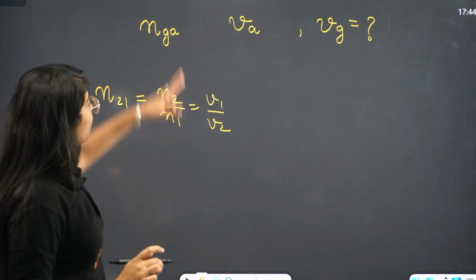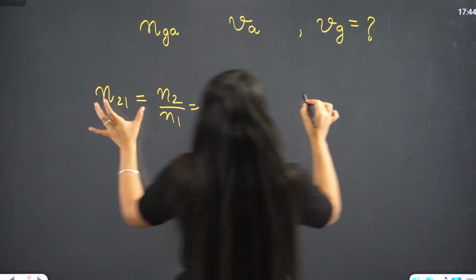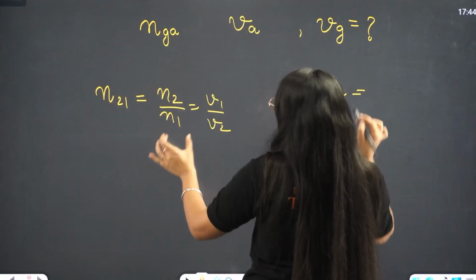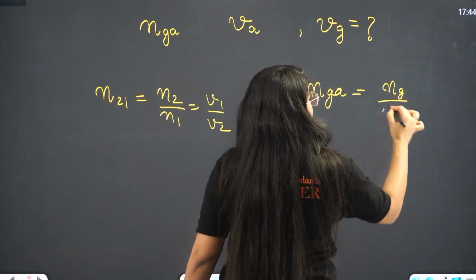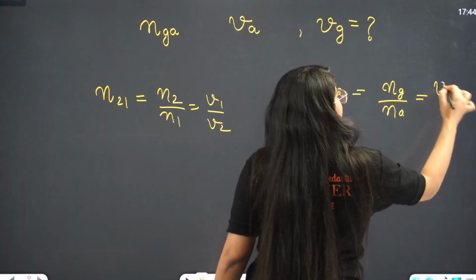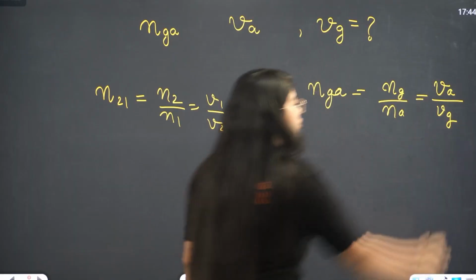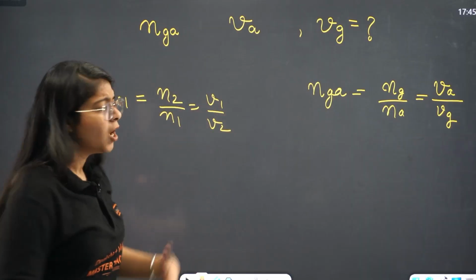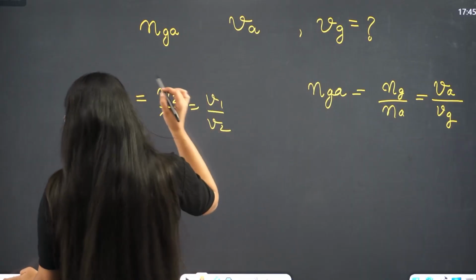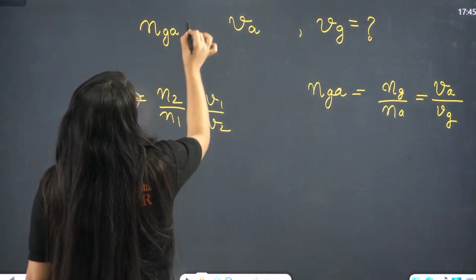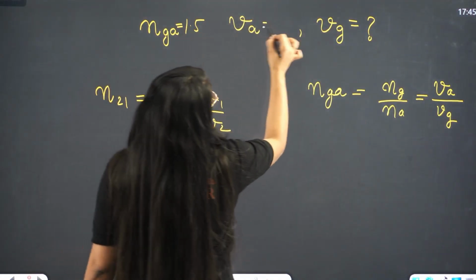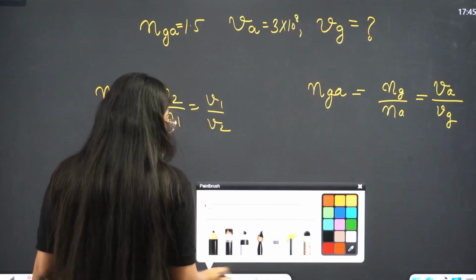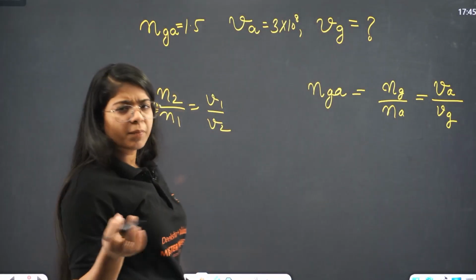Understood? Now, let's apply this to this glass and air. Just like N2 by N1, it will be NG divided by NA, and then the velocity will be V of A divided by V of G. This is the velocity of light in that medium. Okay. So, this is the formula we have now. We just have to put in the values. NGA is given as 1.5. V of A is 3 into 10 raised to power 8. And this we have to find. It's a very simple numerical. Understood now? Just a small brain you have to use.